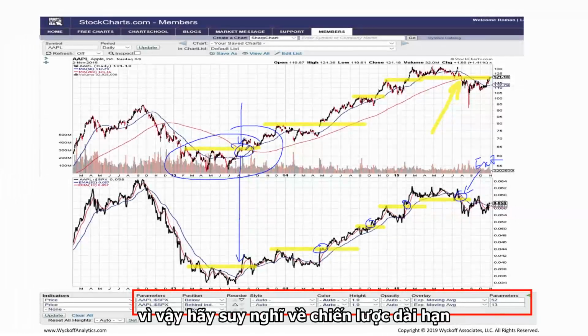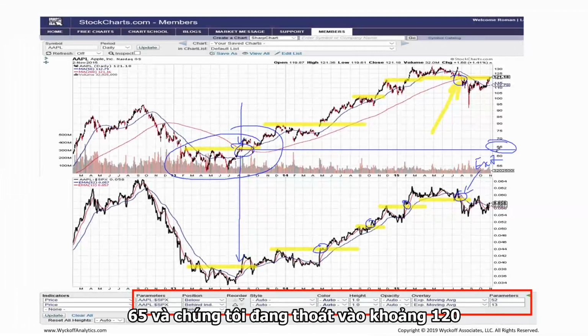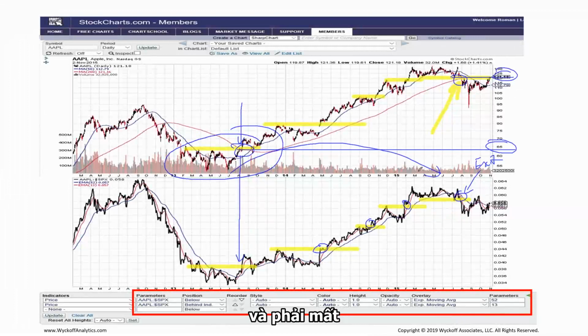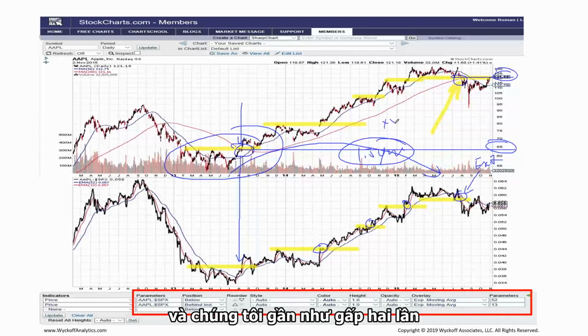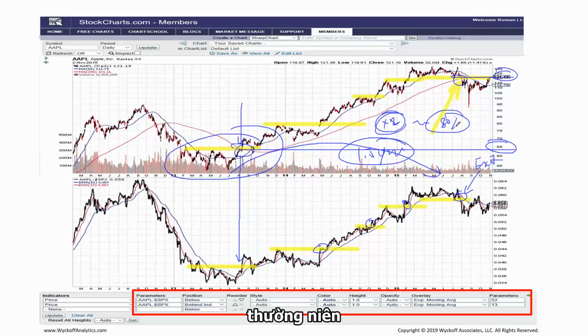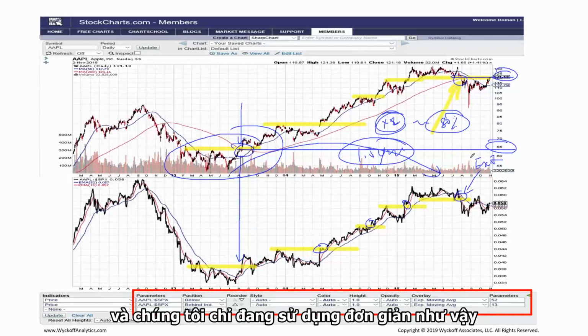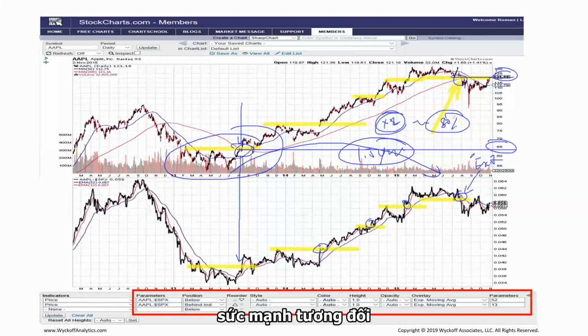So think about the long-term strategy where we are entering, let's say, at about 65 and we are exiting at about 120, and it takes maybe a year and a half to be in this position, and we are almost times 2 on this position. So we're probably making around 80% annual rate on this position, and we're just using such a simple technique, confirmation of the price and the relative strength.